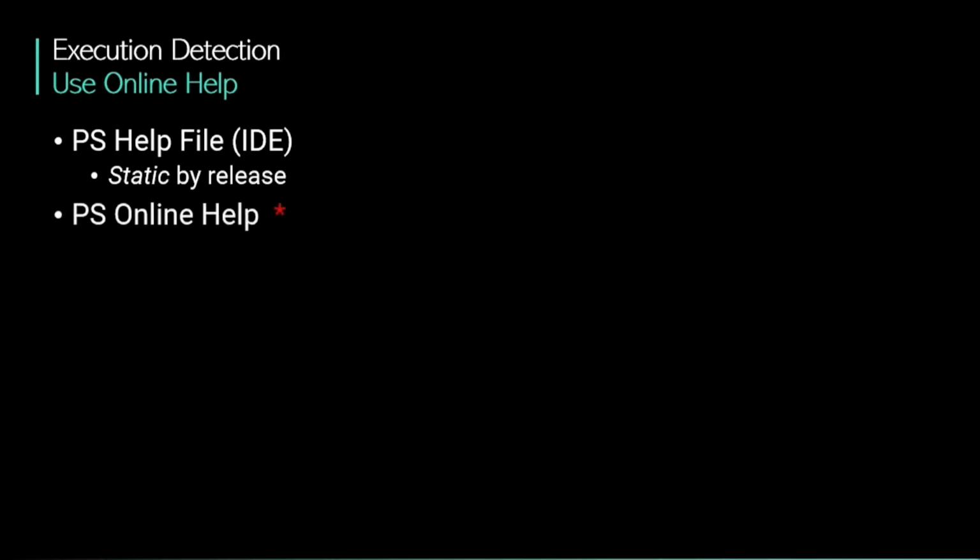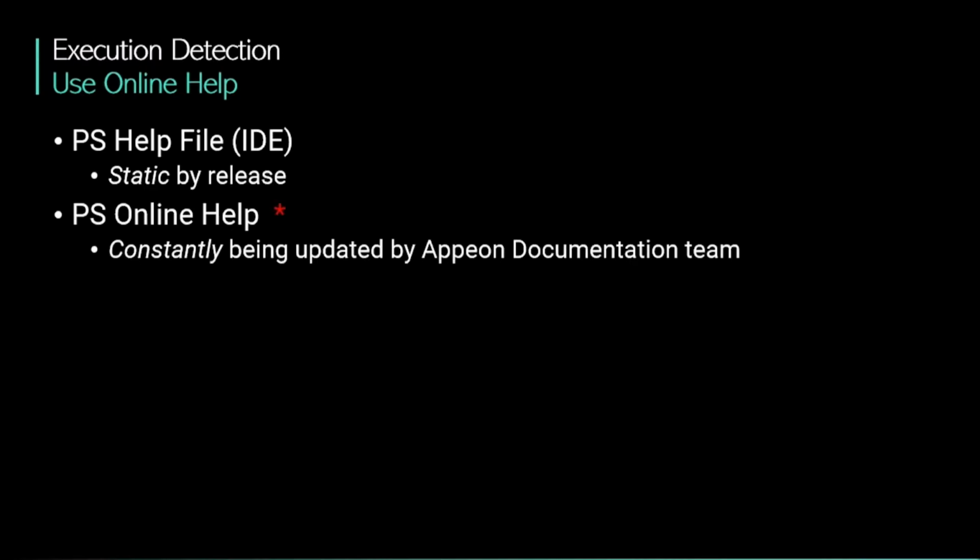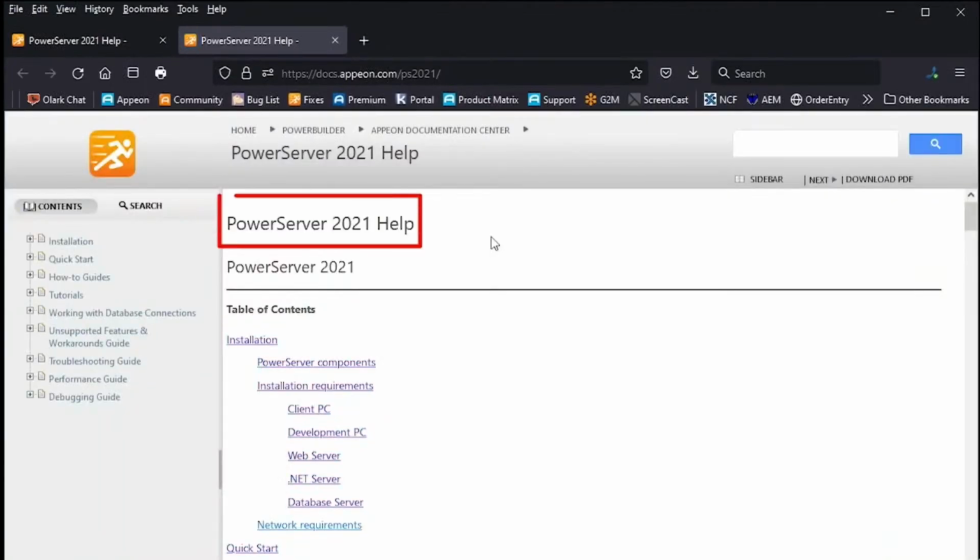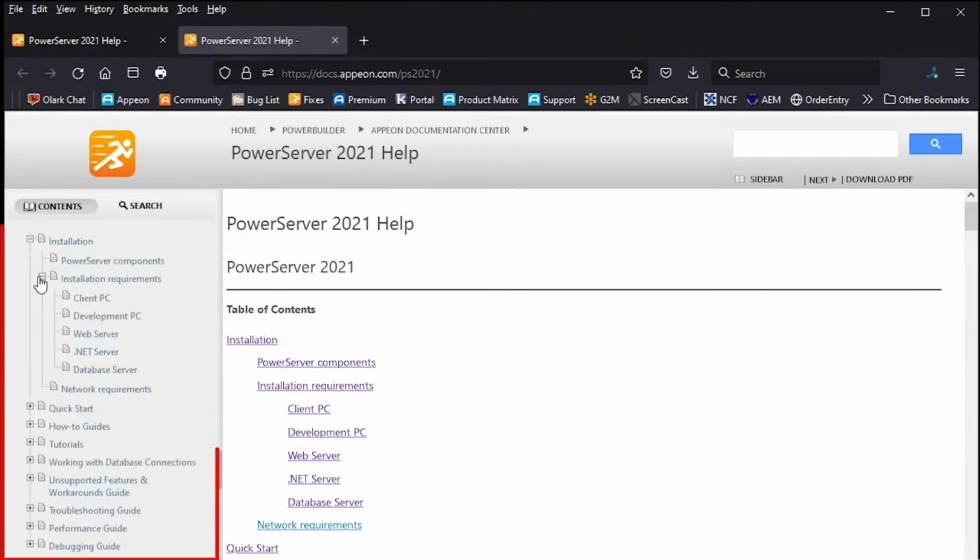However, the PowerServer online help is being constantly upgraded by the Appian documentation team, and it's available here at docs.appian.com PS2021. If I actually click on that, it'll launch my favorite Firefox web browser, and you can see here that we're in the actual PowerServer 2021 documentation. Notice here you can go through and read all the different things about how to install it, requirements, quick start, how-to guidelines, and this is being updated constantly, so it's always up to date.